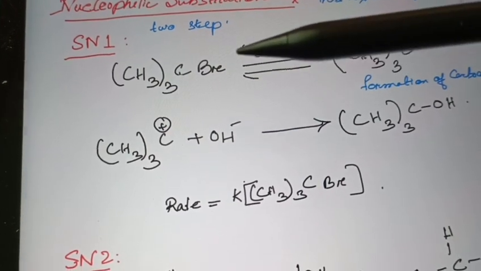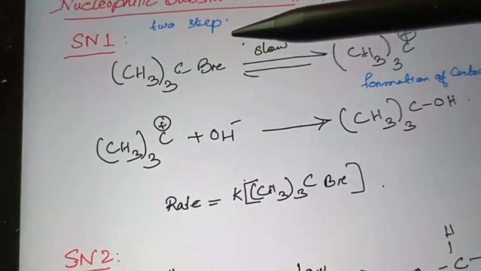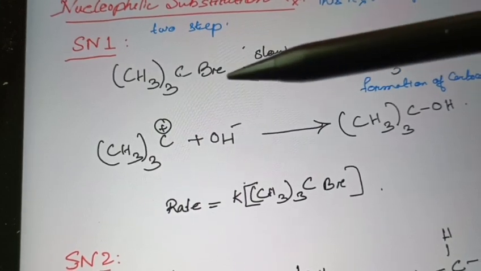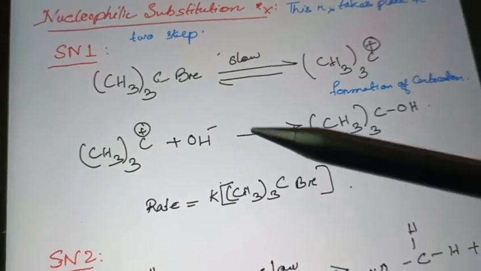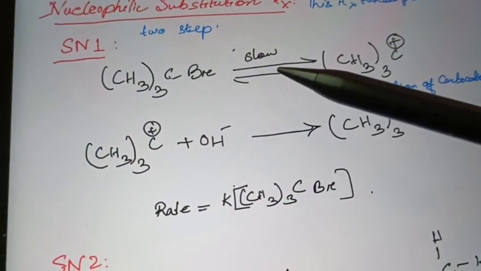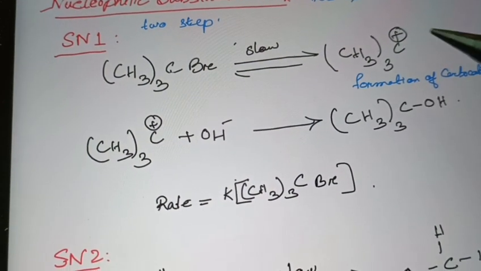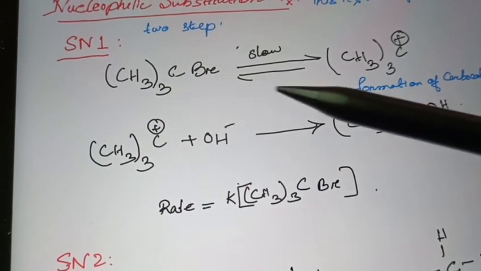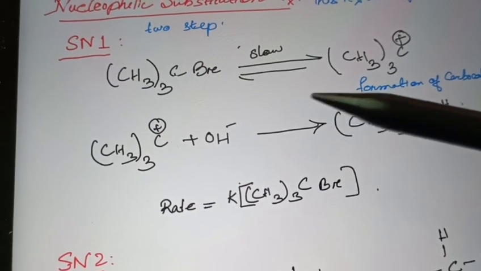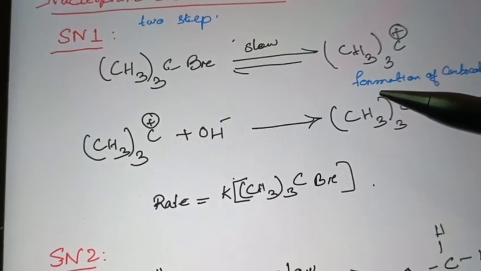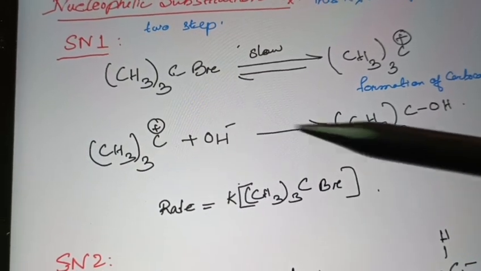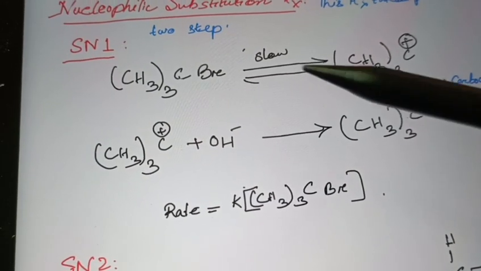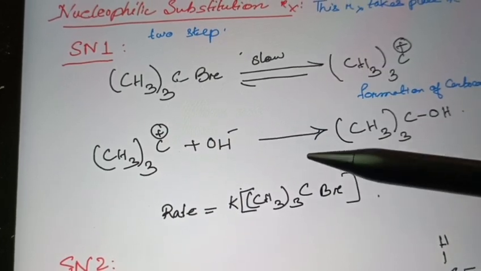In SN1 reaction, the alkyl halide, first what will be taking place? A slow reaction will be taking place in which the halo group will be removed and a carbocation is formed here, as you can see. And this is the slow step. Once the carbocation is formed, the nucleophile will be coming and attacking the carbocation and the product will be formed. In this case, the reaction takes place in two steps.